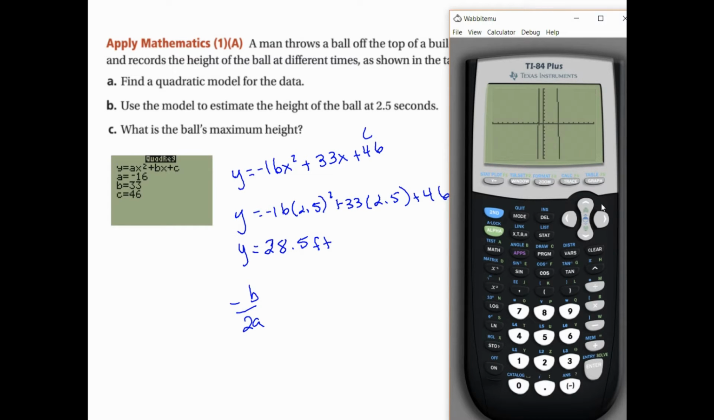Alright. And it's a little bit high, so we're going to change our window. My x max, you know, we could leave it like that. Our x min, let's switch this out to negative 1.